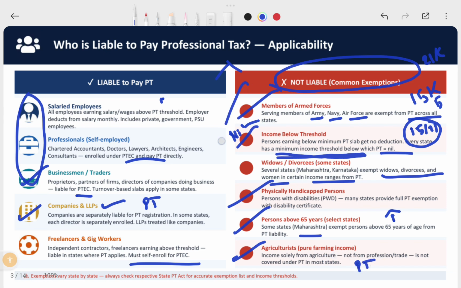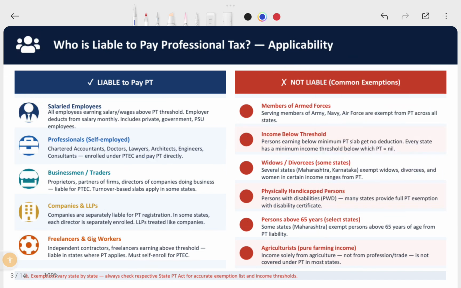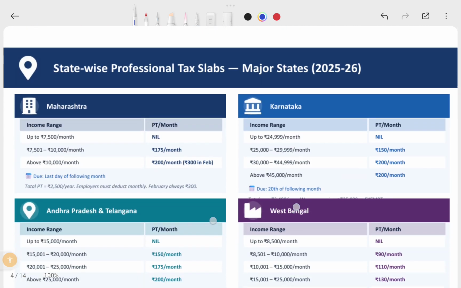But apart from these cases, everybody has to register for professional tax. Either you work as an employee, or you work in your own business, or you work as a director in a company, or as a freelancer. If you are working for corporates, I mean multiple entities as a freelancer, you still need to register for PT.